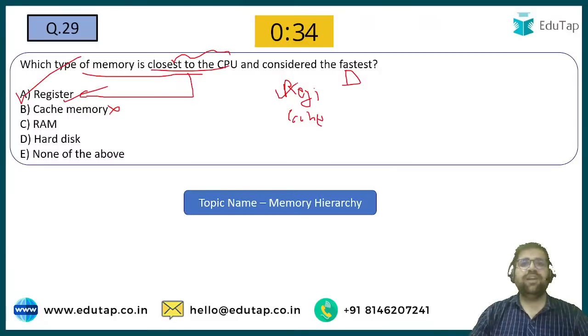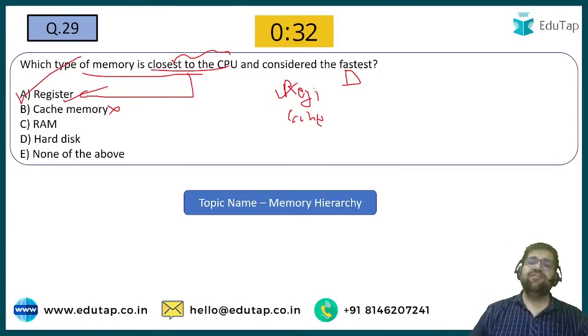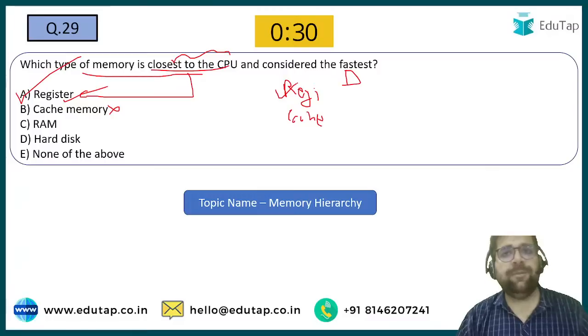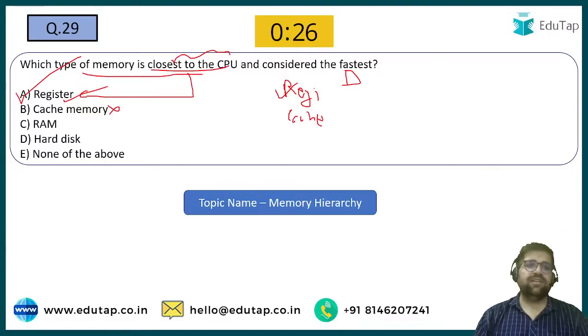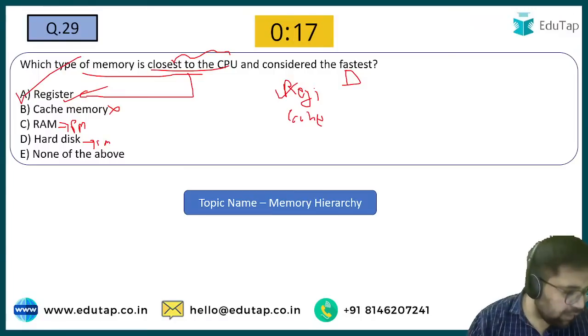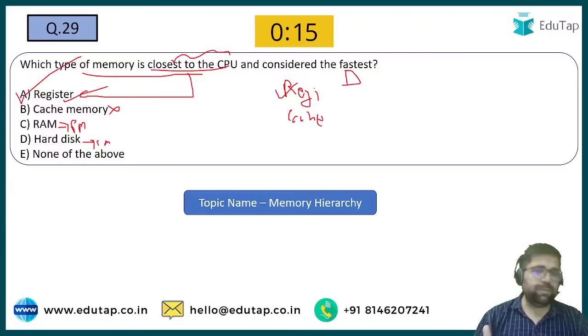Register is a kind of memory. There are small registers which will definitely help to increase the speed of computer. So register is a memory. Remember this. RAM is also a memory. RAM is a kind of primary memory. Hard disk is a kind of secondary memory. More about it, we will discuss. Closest to CPU is register. So please remember this thing.